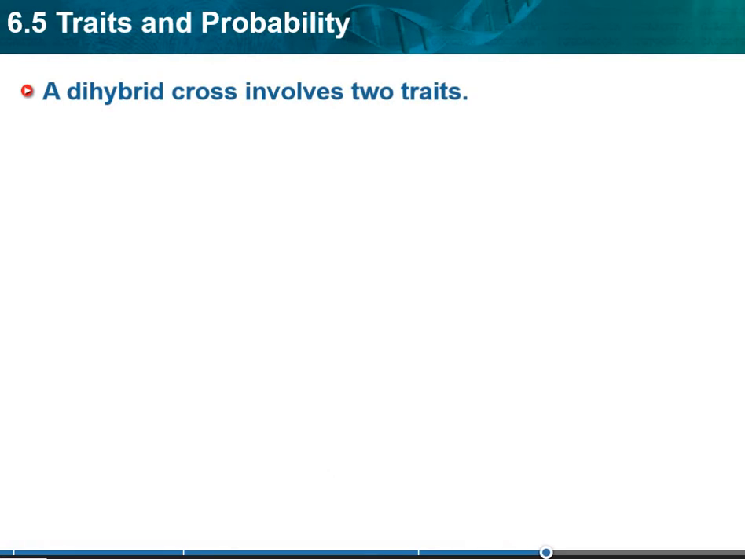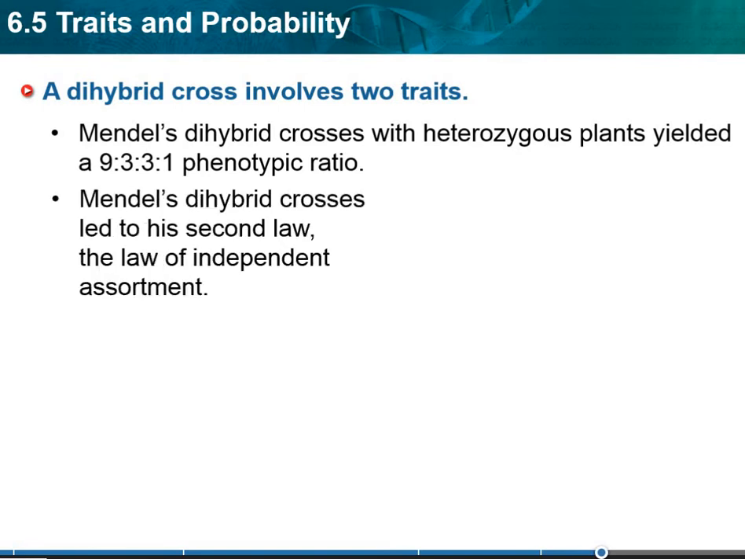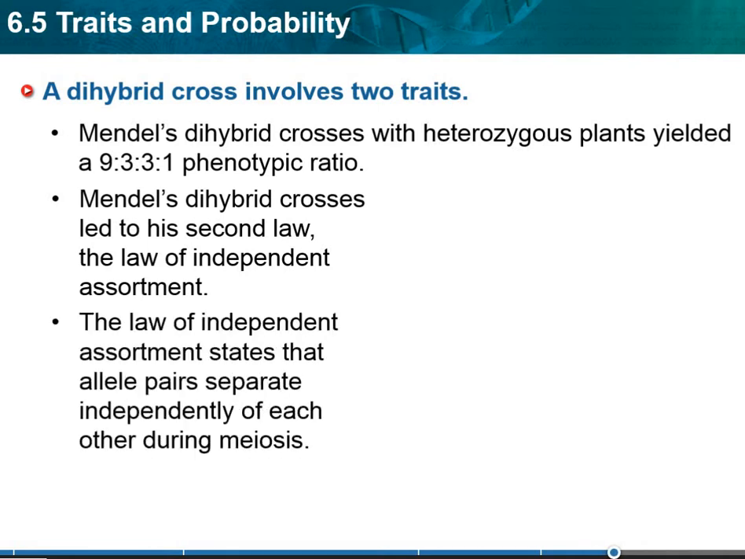Now, we'll do a lot of practice on the monohybrid crosses before we move on to the dihybrid crosses, but dihybrid crosses are pretty much the same thing, except you're just looking at two traits at one time. Mendel's dihybrid crosses with heterozygous plants ended up giving him a 9:3:3:1 phenotypic ratio. So Mendel's dihybrid crosses led to a second law of independent assortment. The law of independent assortment states that allele pairs separate independently of each other during meiosis.